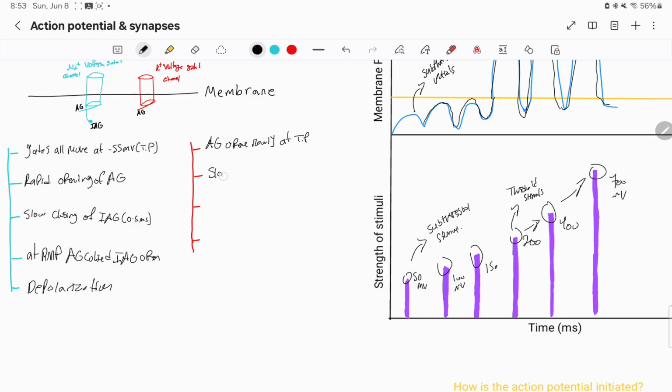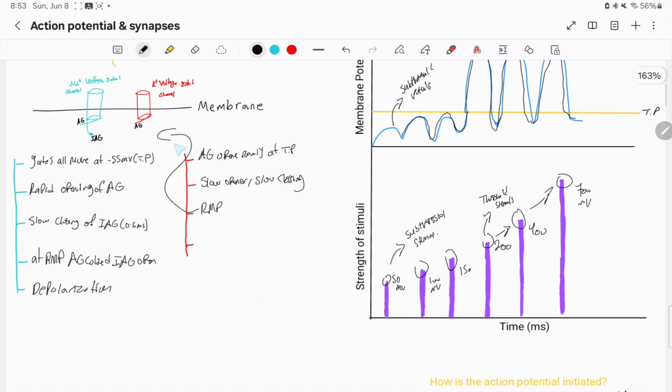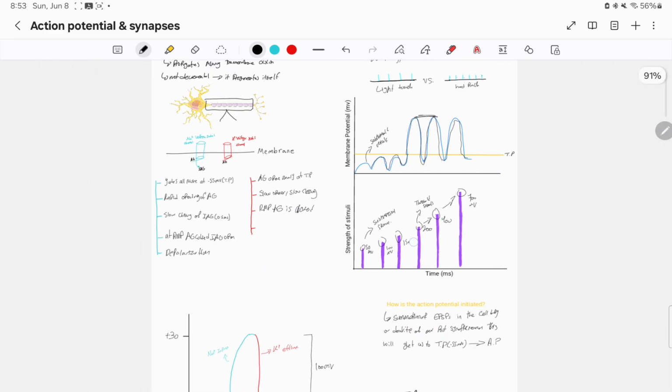And in fact, not only is it a slow opener, it's also very slow at closing. Okay? And its configuration at resting membrane potential is exactly like this, where the activation gate is closed. Okay? Closed. Now, which phase of the action potential is it responsible for?